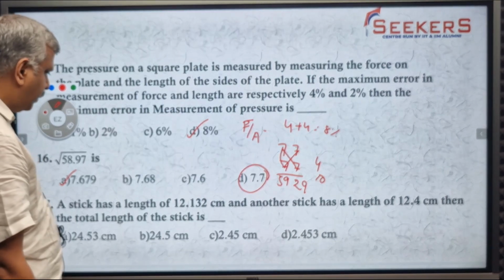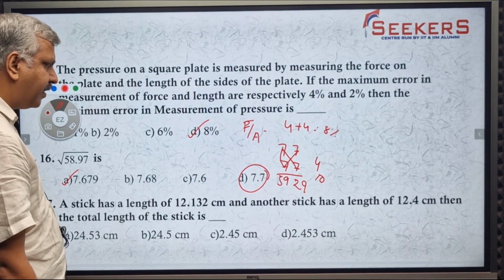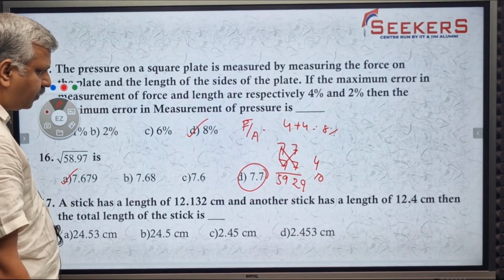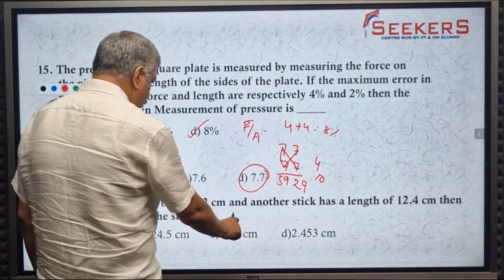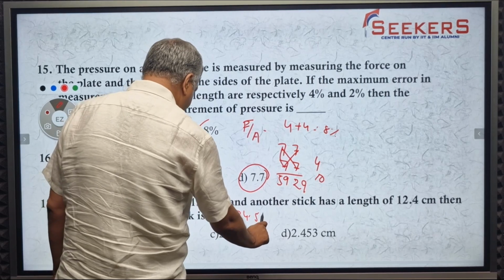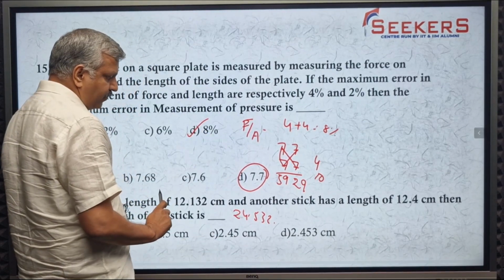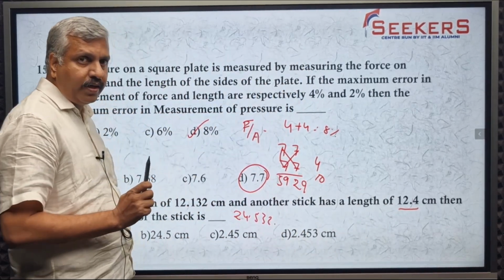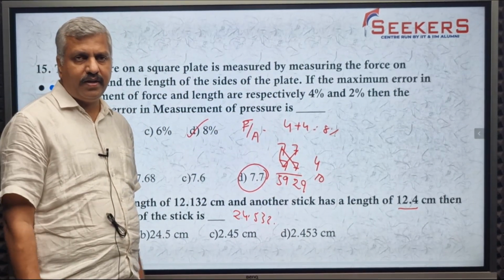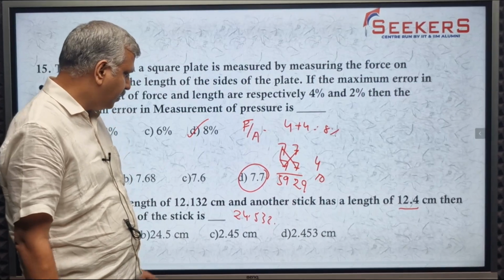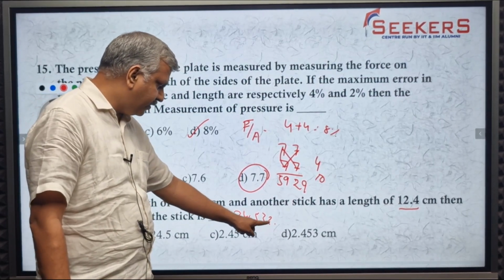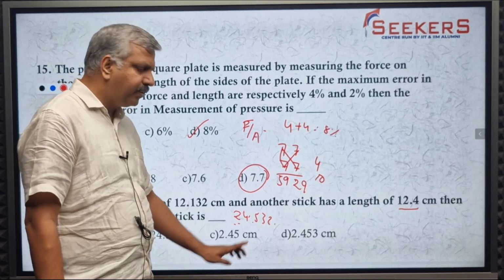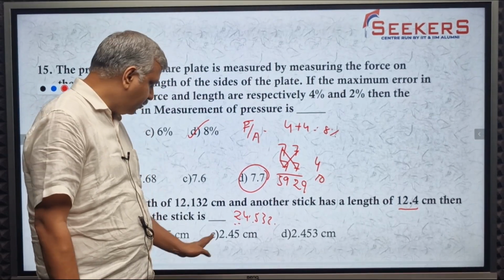A stick has a length of 12.132 centimeters, another stick has a length of 12.4 cm. Then the total length of the sticks is how much? The total length of the two sticks should be equal to 24.532, but whenever you give the data, it should be to the same accuracy. When you are adding quantities, it has nothing to do with significant figures, it has to do only with the accuracy level. This seems to be accurate to 3 decimal places, it can't be, it has to be accurate only to 1 decimal place. So accordingly the answer should be 24.5 and no other number.